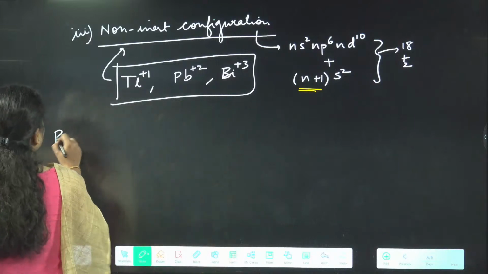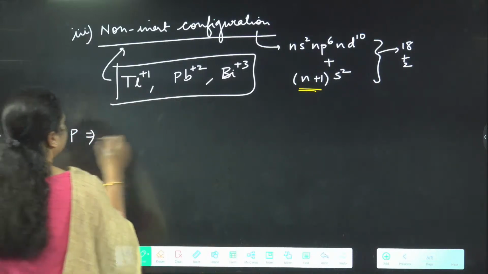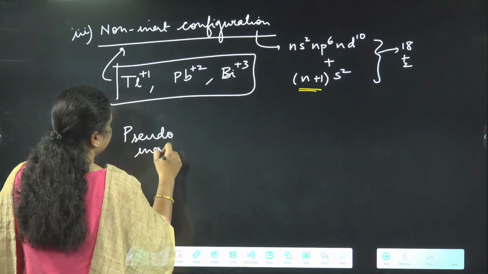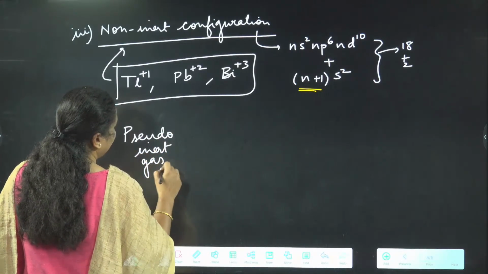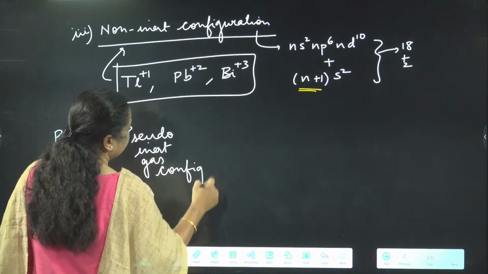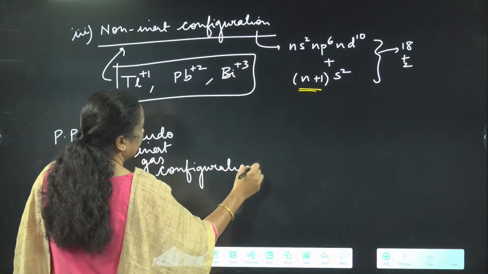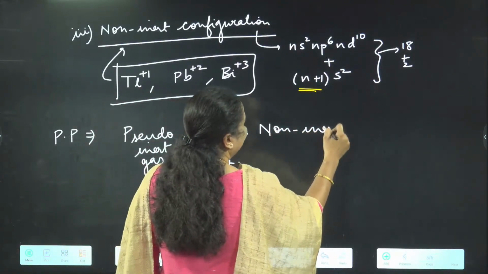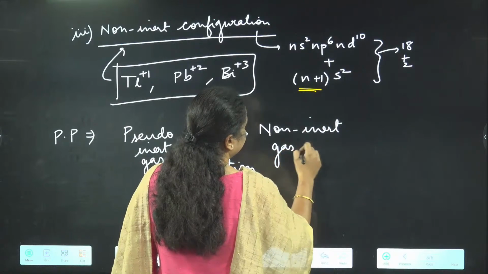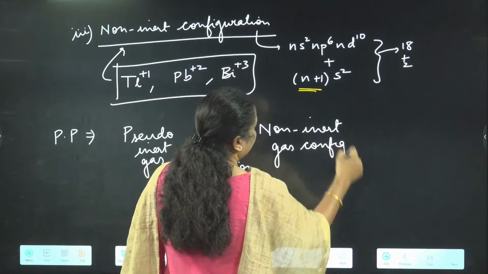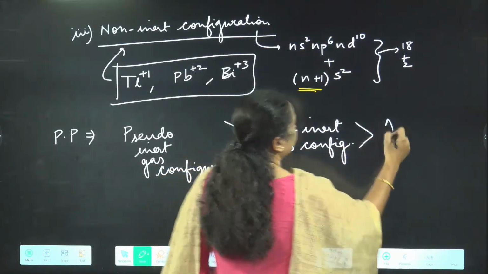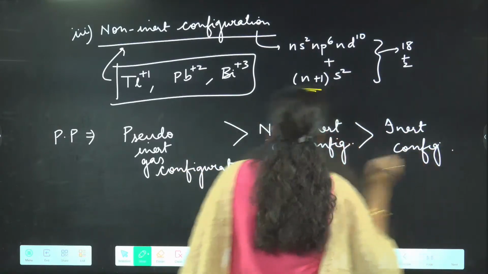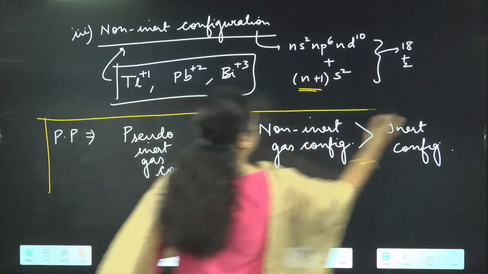So ultimately we have to just remember the order basically. The polarizing power order is pseudo-inert gas configuration, that is maximum, over then non-inert gas configuration, and then you are having inert configuration, right? So this is the order which you must remember.